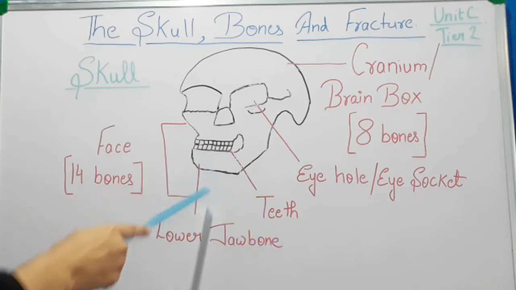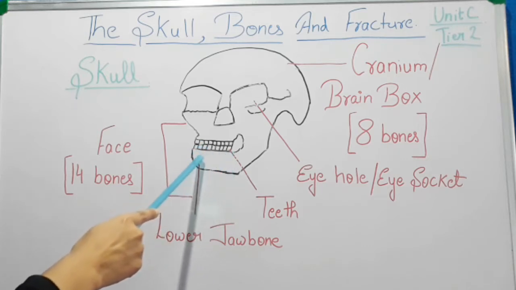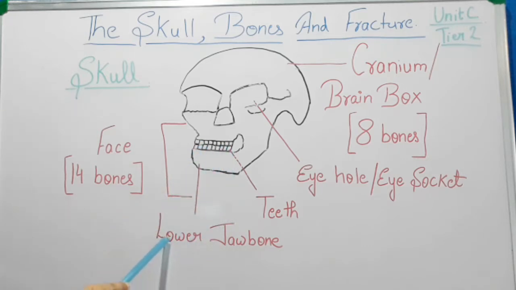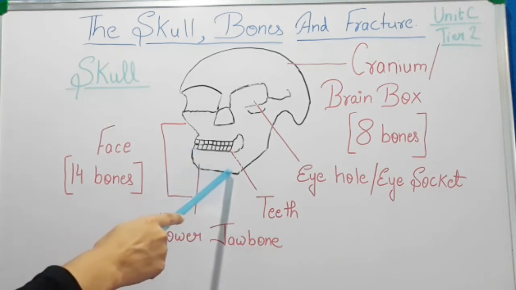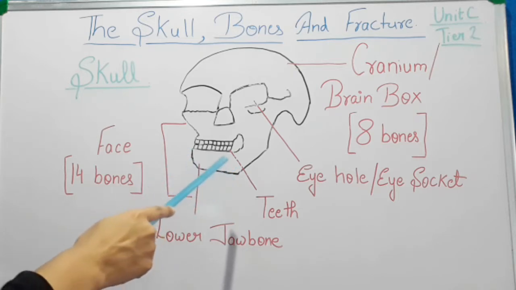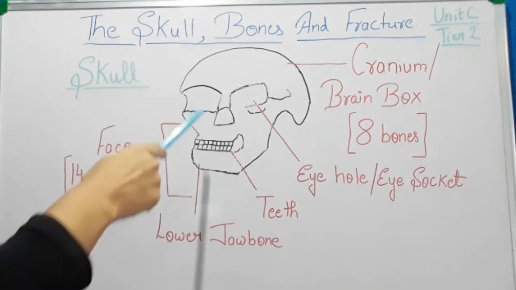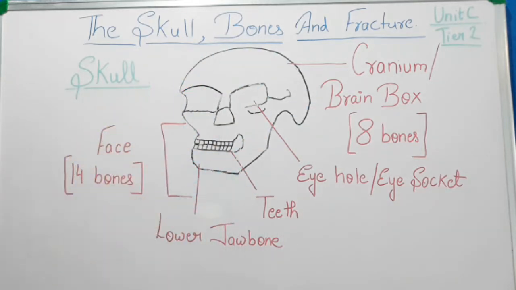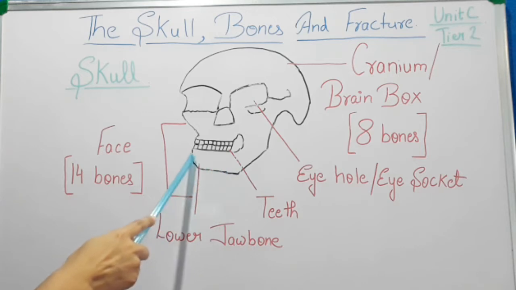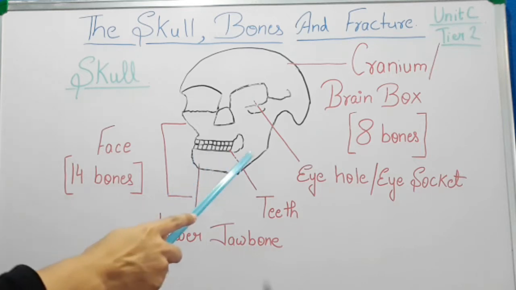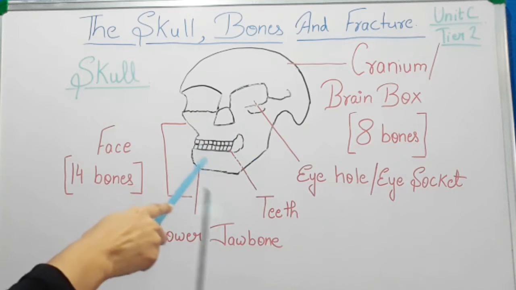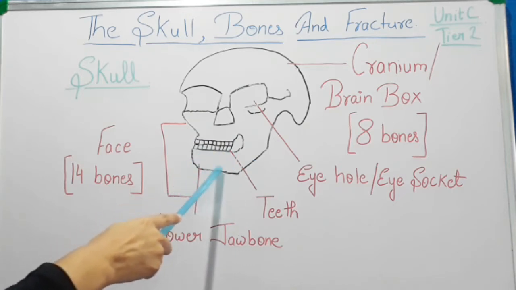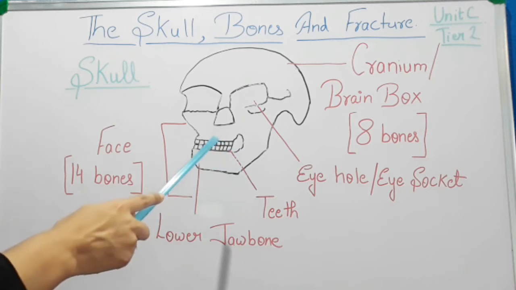Now, can you see this part below the teeth? Yes, this is the lower jawbone. Our lower jawbone is the largest and the strongest bone on our face. Is it clear? Yes. This lower jawbone is the only movable bone in the skull, and because of this we are able to chew our food easily.